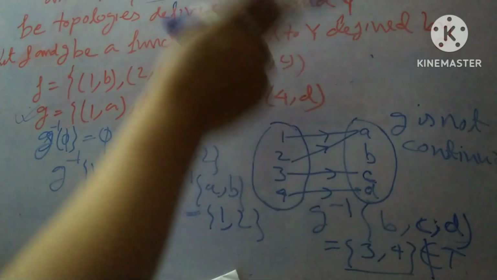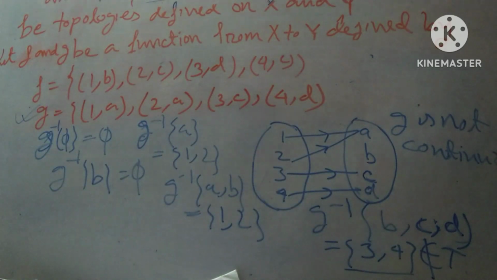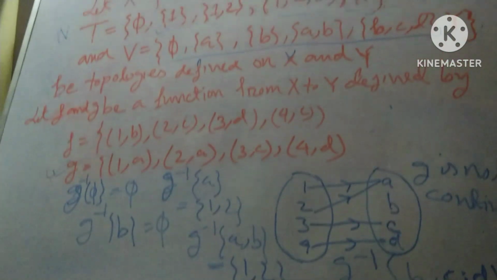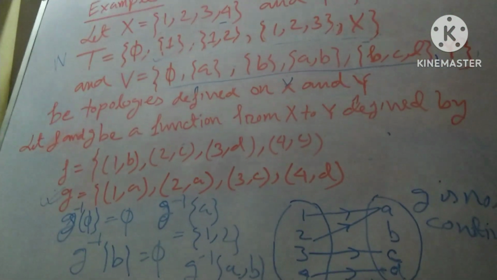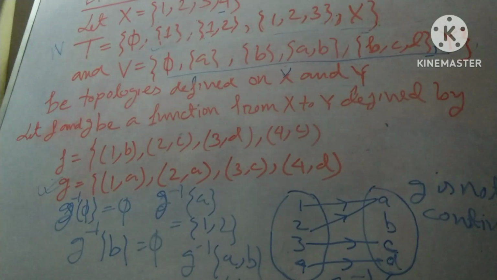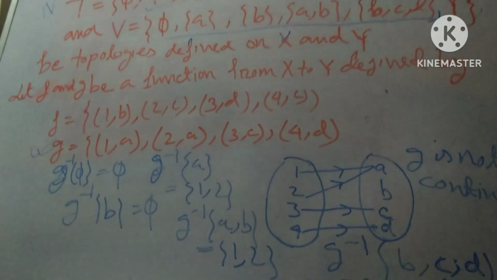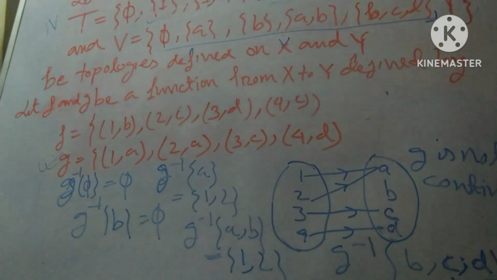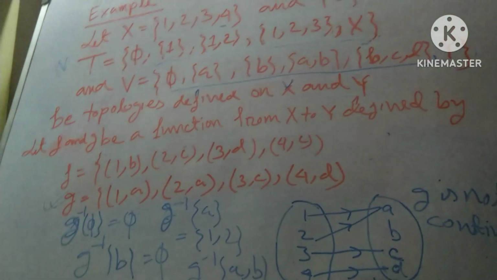G is not continuous as {3, 4} does not belong to T. Okay, must remember. I hope it is clear. Please check the total work, pause and write.